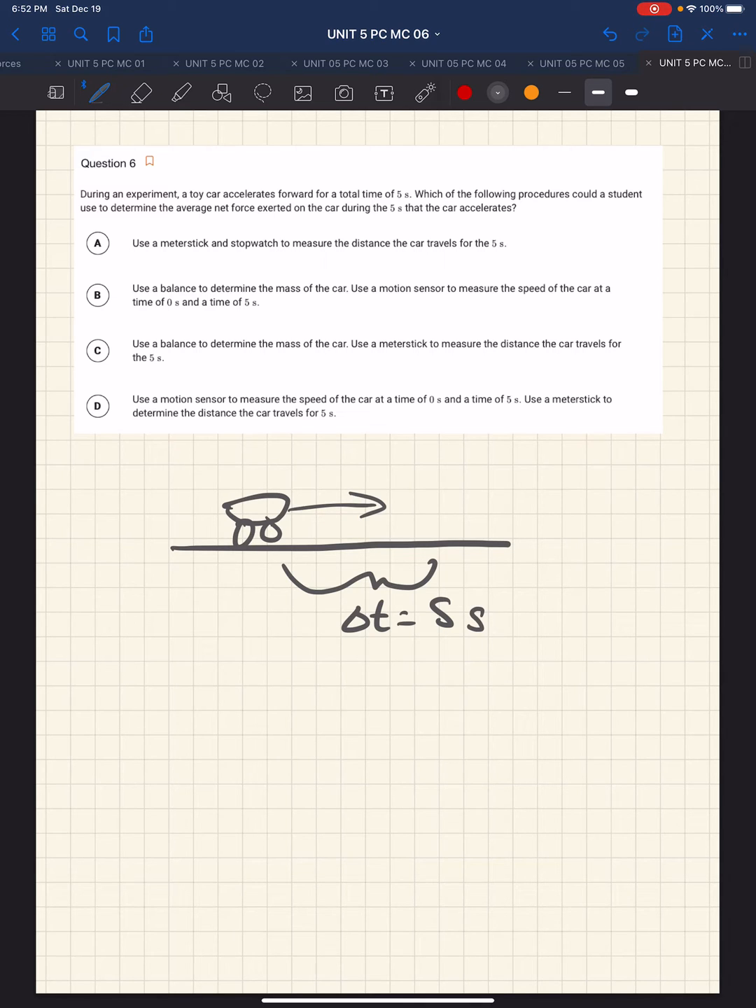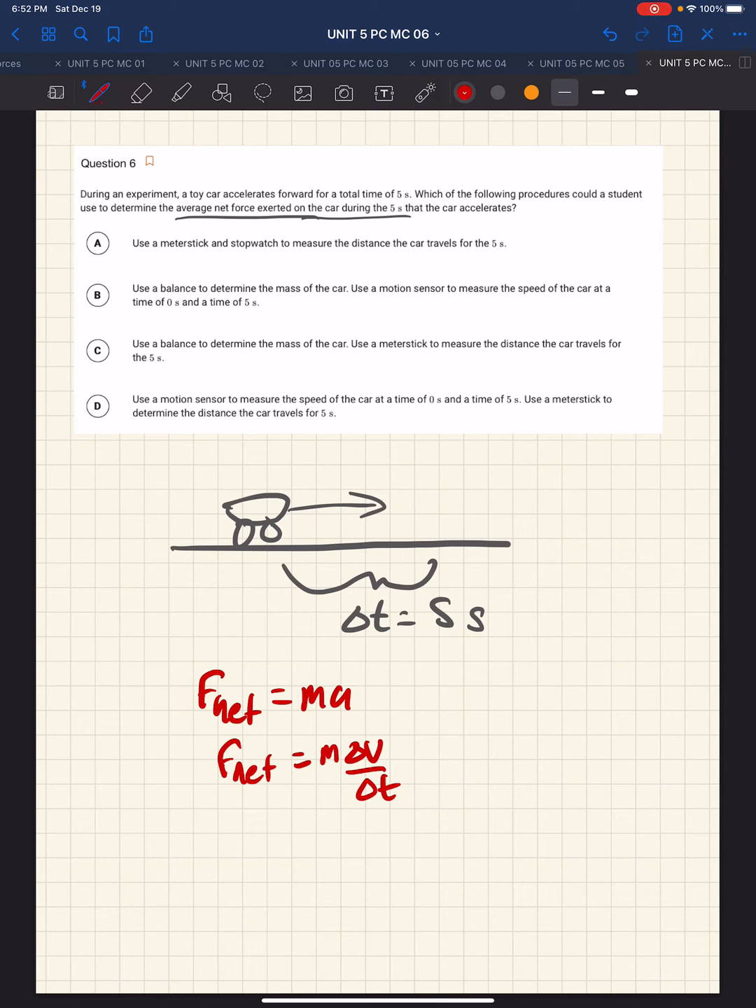Which could a student use to determine the average net force exerted on the car as the car accelerates? So our first step should be to start with net force. What is net force? Well, the net force in Newton's second law says it's ma. Net force is also the rate of change in momentum, m delta v over delta t.